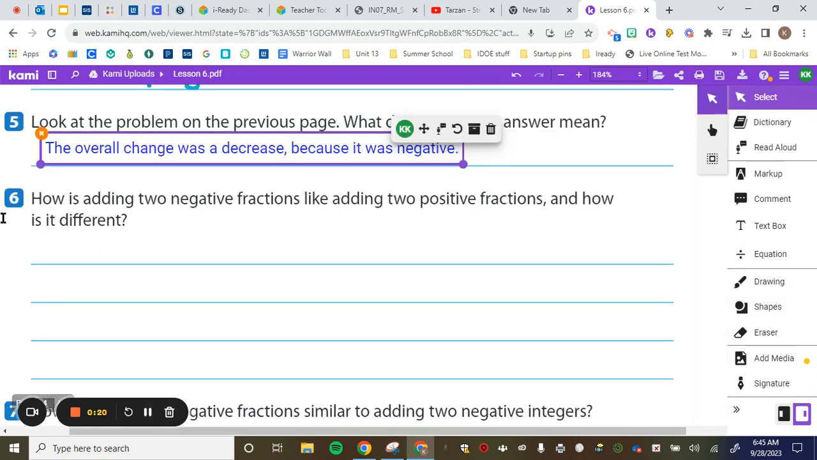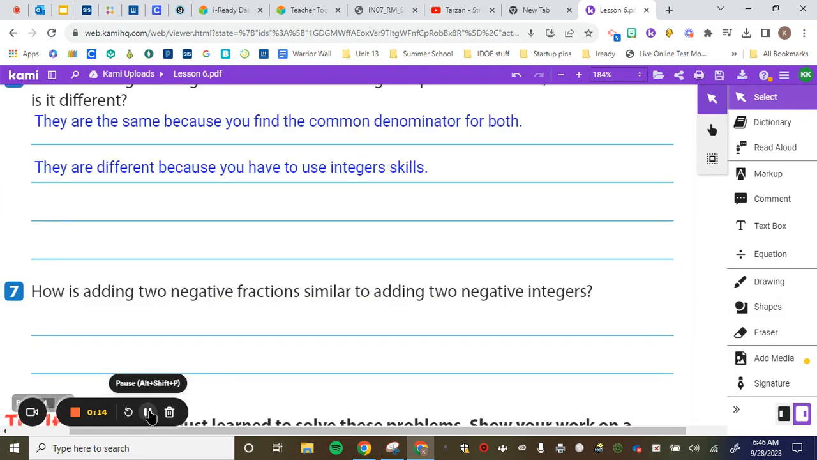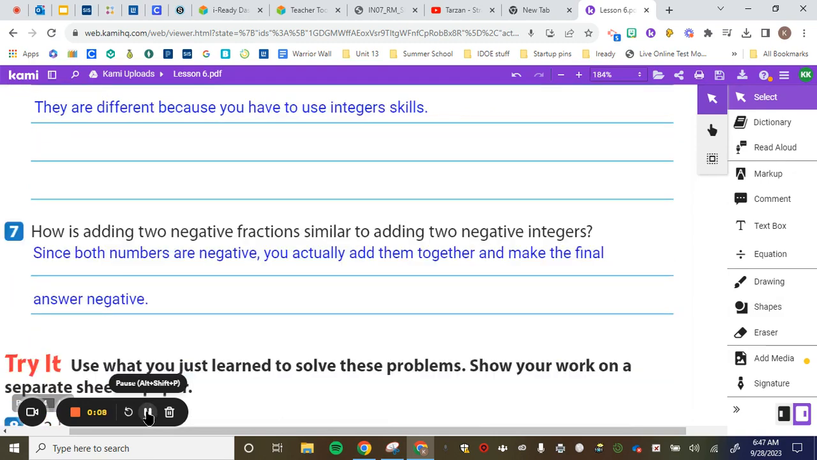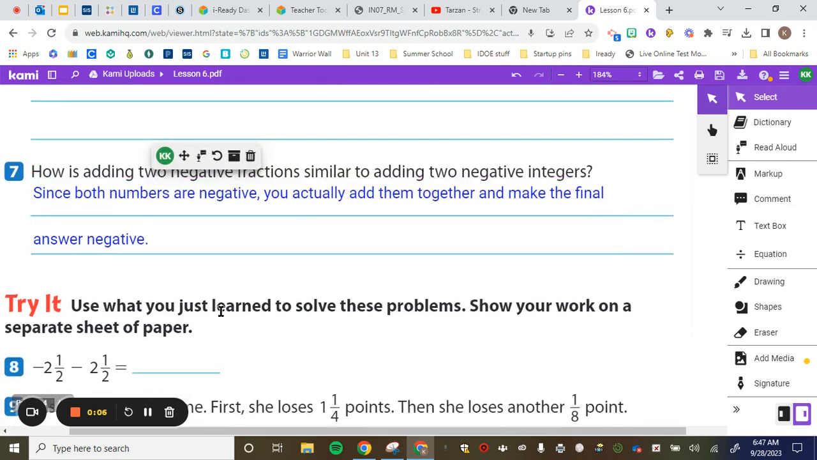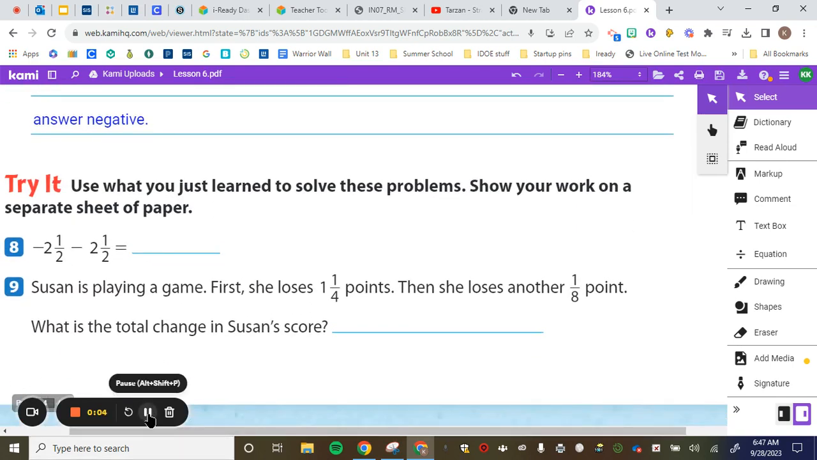And then number 6, how is adding 2 negative fractions like adding 2 positive fractions, and how is it different? And question 7, how is adding 2 negative fractions similar to adding 2 negative integers? Check your number 7 and then try question 8 and 9 and check it with the video.